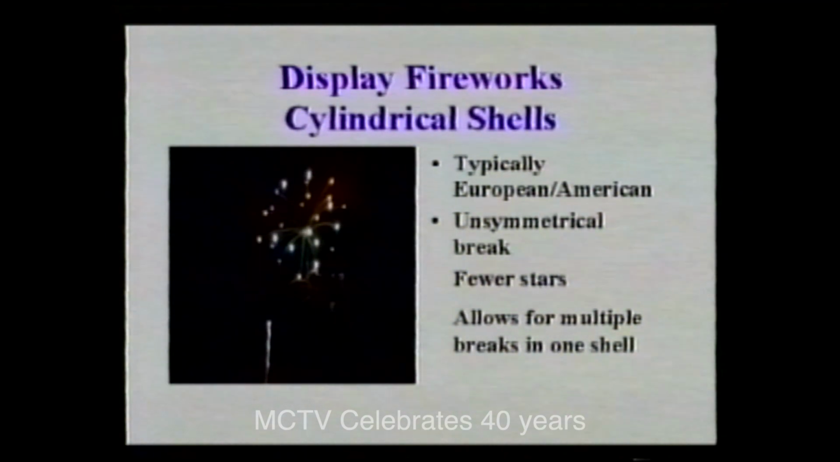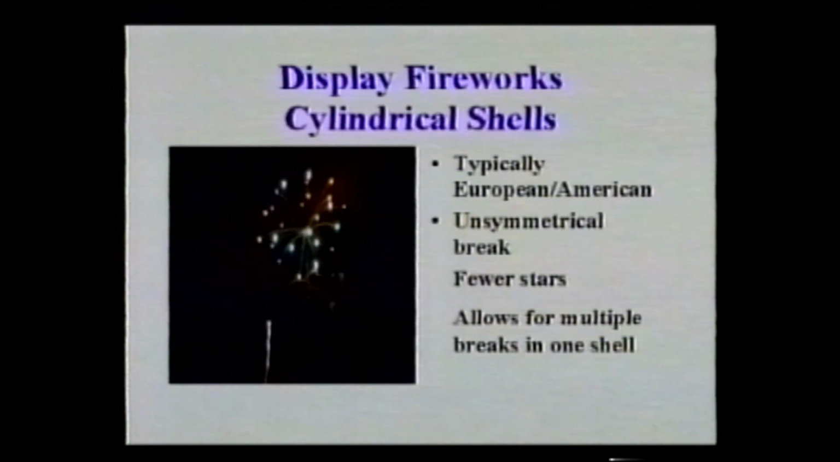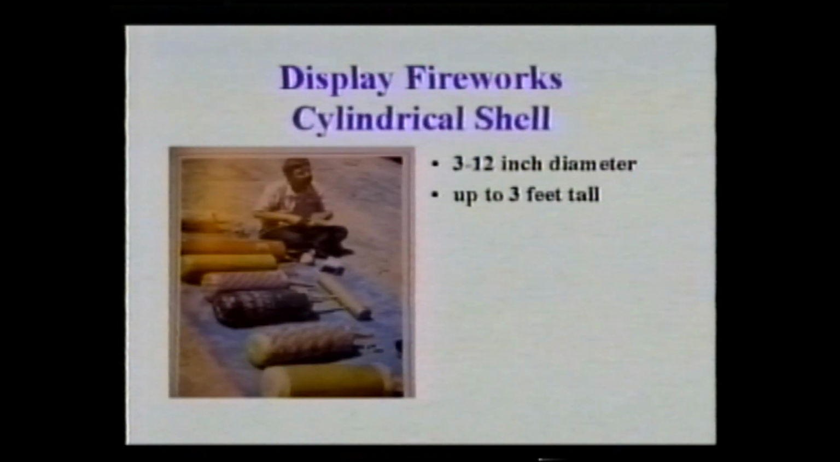There are two main varieties of display firework shells. The first is the cylindrical shell. It is typically European or American manufactured, generally results in an unsymmetrical break with fewer stars, but it does allow for multiple breaks to occur in one shell, so you can have several things following in sequence from a cylindrical shell. The typical cylindrical shell is 3 to 12 inches in diameter, and they can be up to 3 foot tall, although this is very rare and unusual. Most cylindrical shells are simply 3 to 6 inches tall and have a single display.